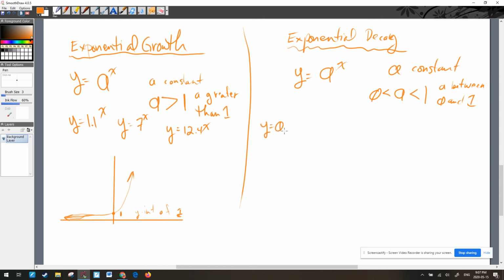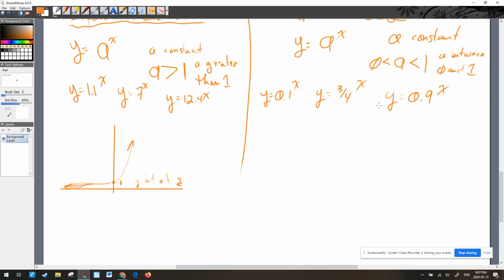Okay, so some examples. Y equals 0.1 to the exponent x. Y equals 3/4 to the exponent x. Y equals 0.9 to the exponent x. All of those things have an a value between 0 and 1. And those are called exponential decay. Okay, so what they look like in the grand scheme, you probably got a good idea because we did one up there, is as follows.